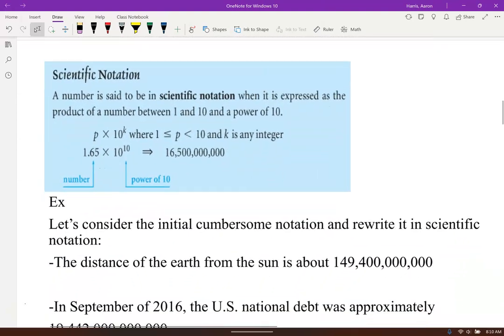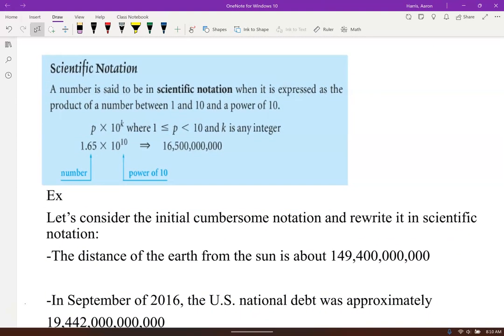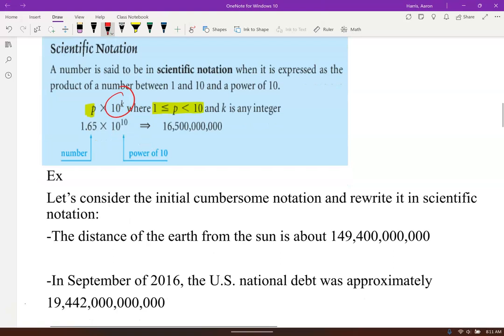So, how do you use scientific notation? Here's our rule. The first term has got to be greater than or equal to 1 and less than 10. And then it'll be times 10 to the whatever power, right? 10 to the positive or 10 to the negative.